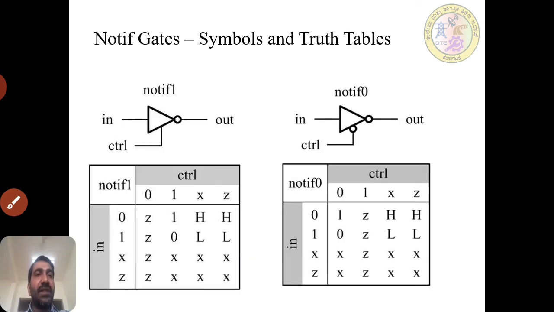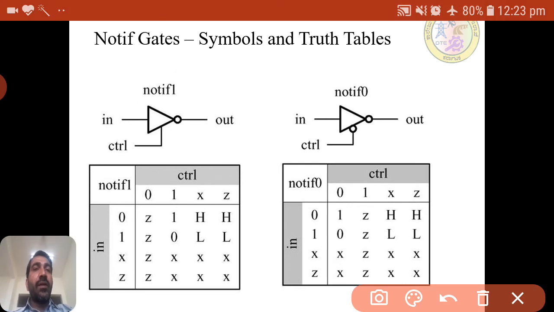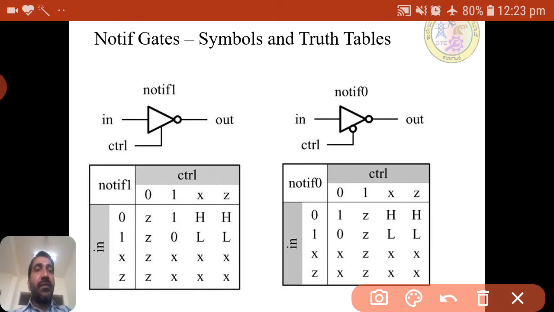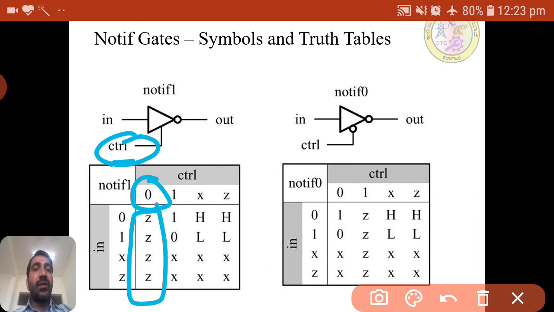And similarly, not if 1. This gate will be active when the control signal is 1. So when the control signal is 1, whatever input is there, the output is the inverse of it: 0 gives 1 and 1 gives 0, and in place of X and Z it will be unknown. And if the control signal is inactive, that is, it is active high, so if it is 0, the output will be high impedance. Okay, because the control signal is inactive, the output is high impedance.